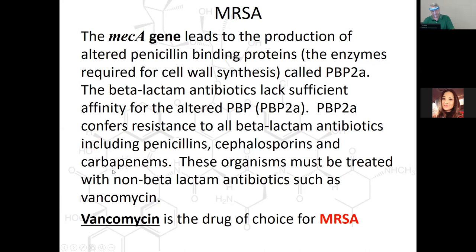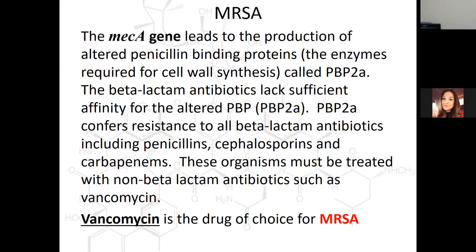So we treat these with non-beta-lactam antibiotics, such as vancomycin. Vancomycin is the drug of choice for MRSA, whichever way you want to say it. I'll take either one. Okay? So this is where antibiotic resistance comes in. This is key to your knowledge base when we get to antibiotic resistance. It's going to be conferred by the mecA gene in the staph aureus, which alters the penicillin binding protein.